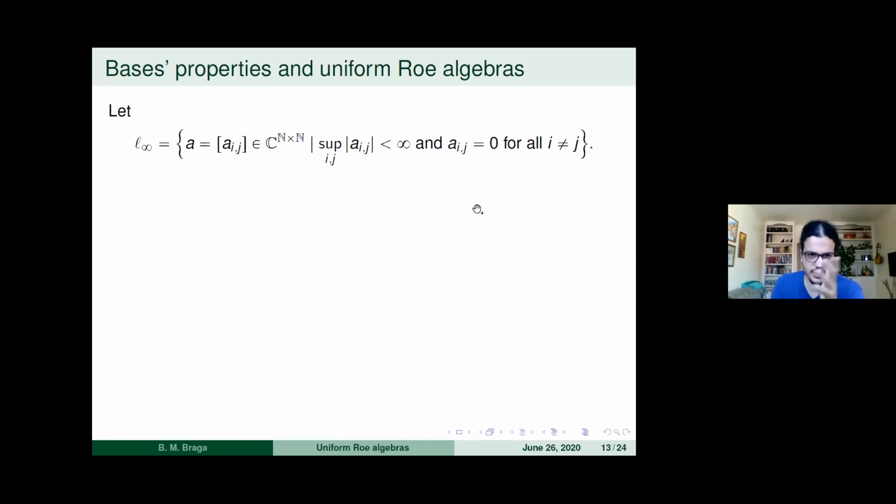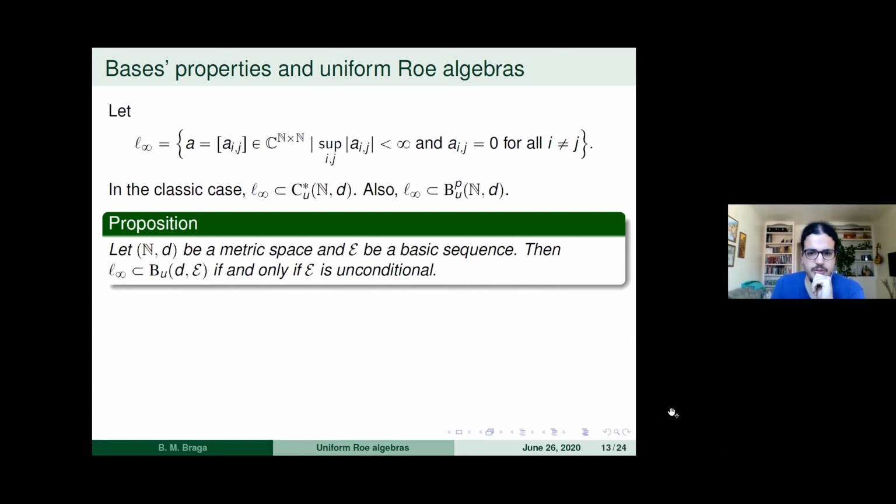Okay, so here I'm just saying the ℓ^∞. If you think abstractly about ℓ^∞ as just the set, we have that this is inside of that, right? They actually define operators in there. But when are those guys bounded operators on the uniform Roe algebras? Well, that's very simple to see that this happens exactly when the basis is unconditional. Right, because what you want for this to be in here, you want to have the projections on the elements on the basis to be bounded operators. So this happens exactly when the basis is unconditional.